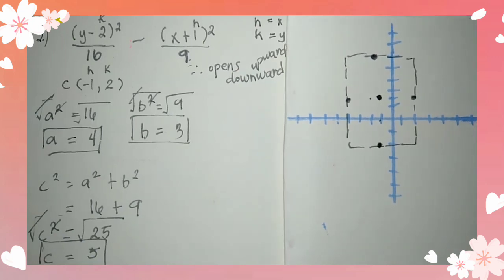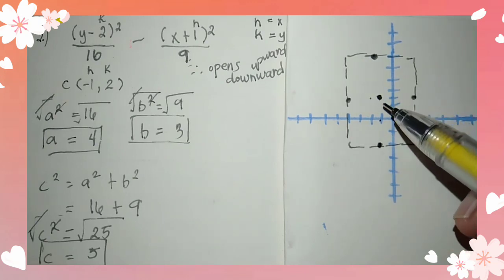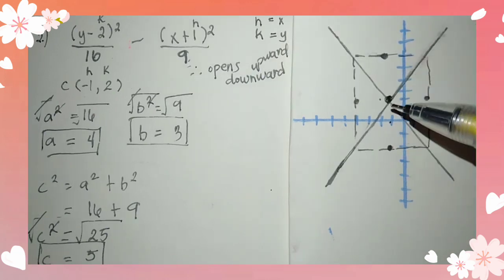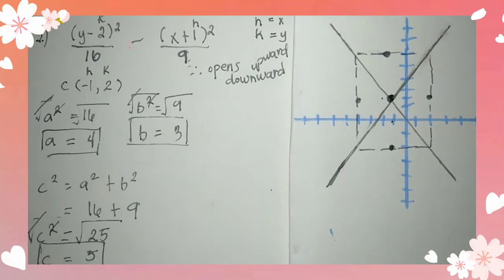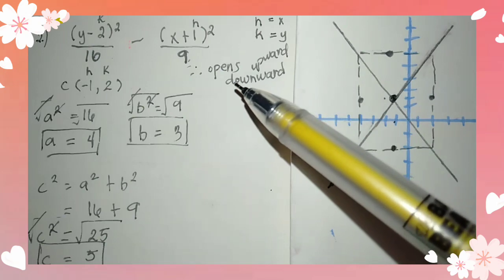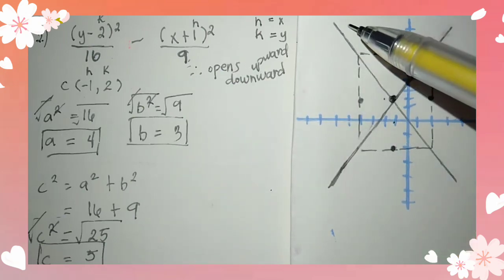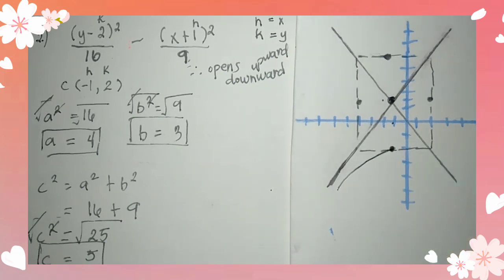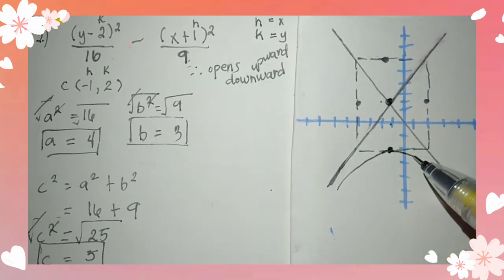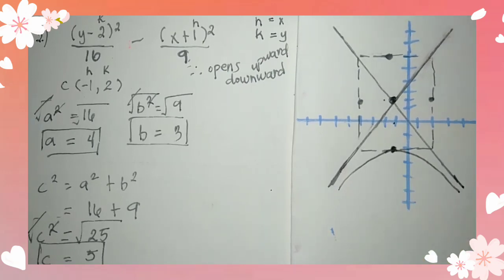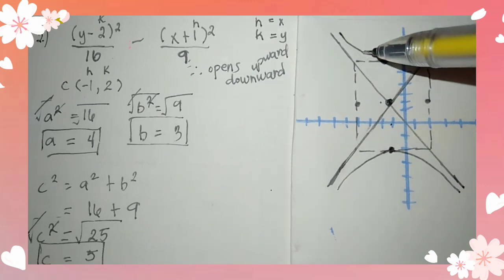Okay? And the next thing to do is to draw the asymptotes, since ang ating asymptotes is yung line that passes through the center. So, ito na yung ating asymptotes. It passes through the center. Okay? Next thing to do is to draw a curve. Since ang ating hyperbola opens upward and downward, meaning to say, ang curve natin is nandito. Tama? So, padaanin natin sa vertex. Ito yung vertex 1. And remember, hindi siya pwedeng mag-touch kay asymptotes.